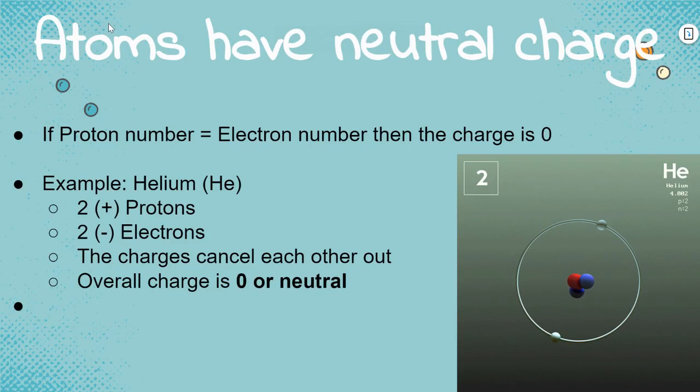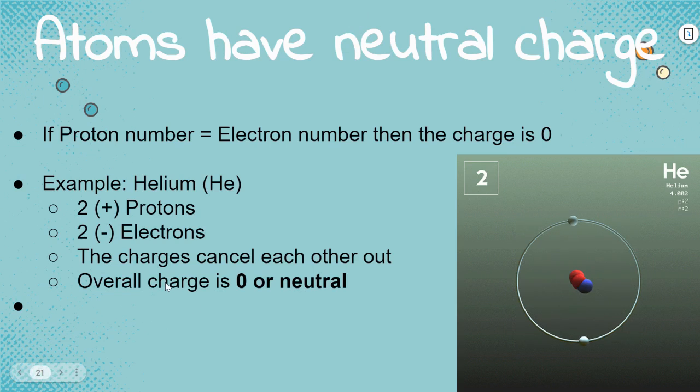All right, so remember that atoms have a neutral charge. That means that the proton number and the electron number are the same. Because remember, protons are positive, electrons are negative. So if you have the same amount of positive charges as you do negative charges, then they're going to cancel each other out, right? So an example right here, helium, right?